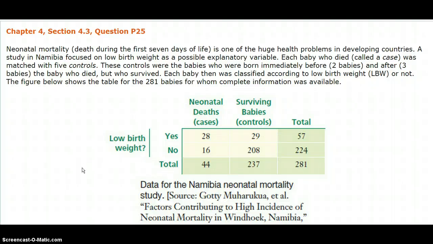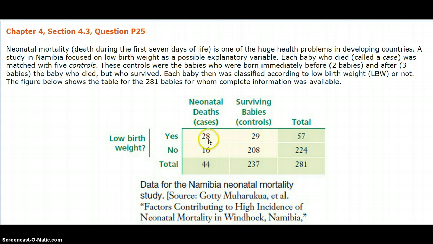Okay, we have section 4.3, question P25, and kind of a grave problem here. It's, again, authentic data, but more sobering data. We have neonatal mortality, so dying within the first 7 days of life, and you can imagine how traumatic that would be for a family where the woman has carried the baby full term.